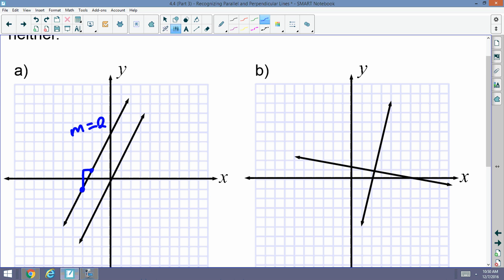Then here I've got a perfect point here and a perfect point here. This is up 2 over 1. So yeah, these are parallel lines. Does that make sense? Because I found the slope of each, they were equal, they have to be parallel. Over here, for B, I don't know what the slopes are. Let's see if they're perpendicular.